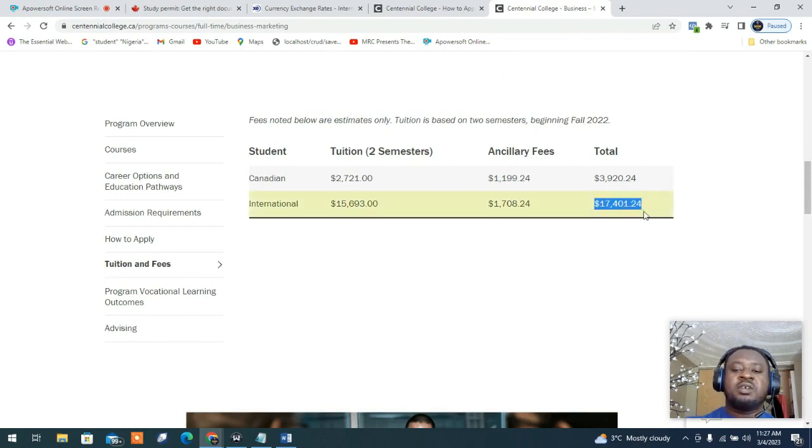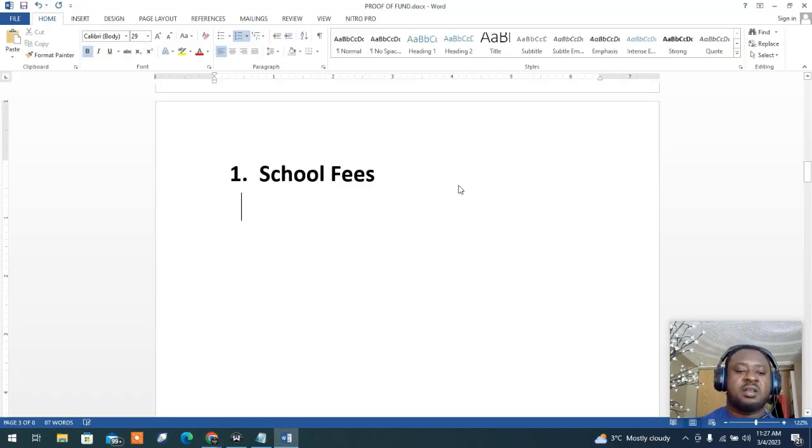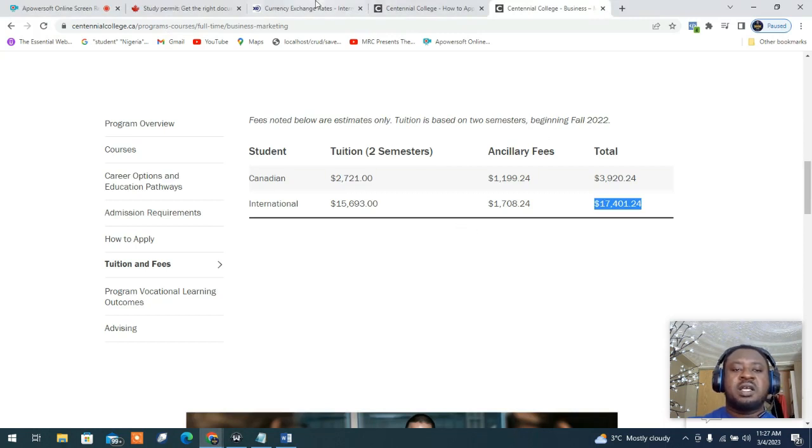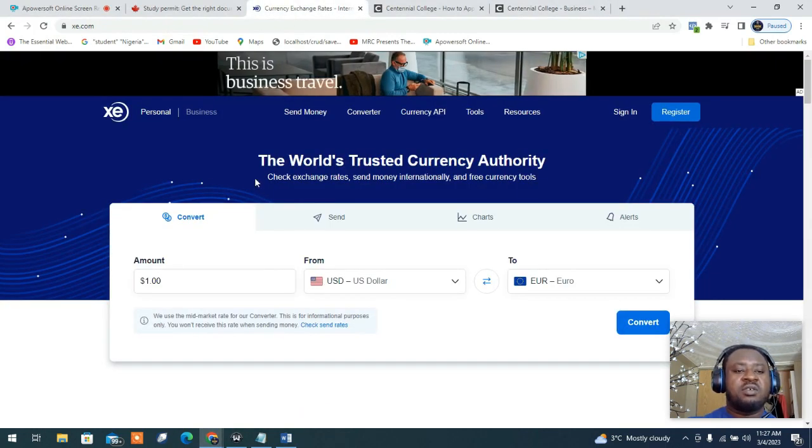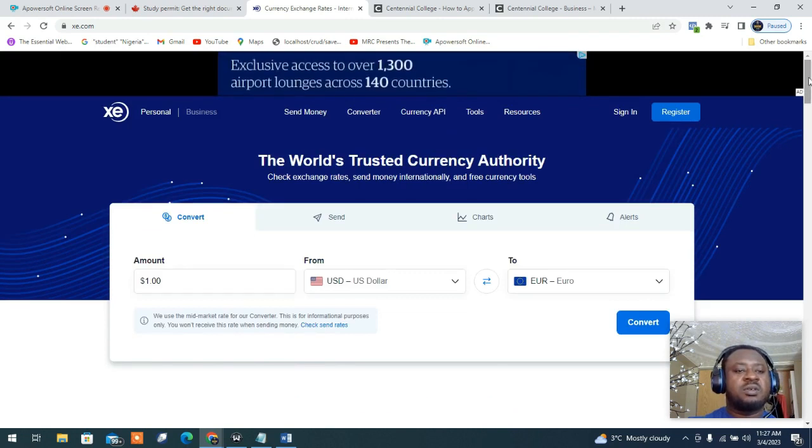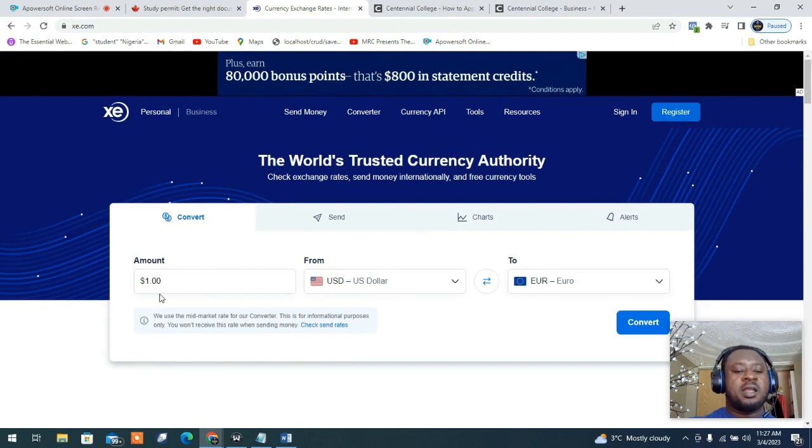So what Canada is saying is that you should have this money, plus your 10,000 Canadian dollars for 1 year. This is the money that is expected to be in your account. So let's convert it. Now they have one official website. I will show you. I don't know if they use it, but I believe that's what most agents use. So it's z.com.